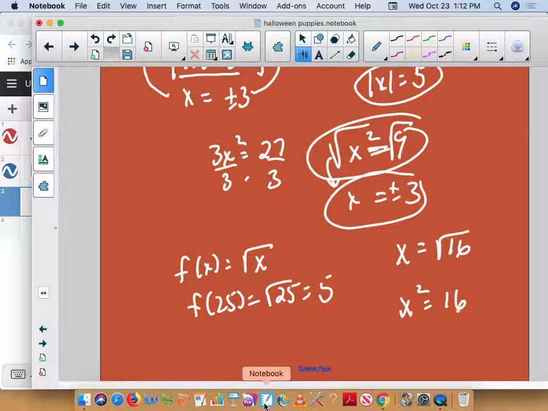These are very similar questions, aren't they? What's the answer to the bottom one? 4. What can you square to get 16? 4 and negative 4. What's the answer to this one? 4. The answer to that one, I've said I want the square root of 16, is just 4.